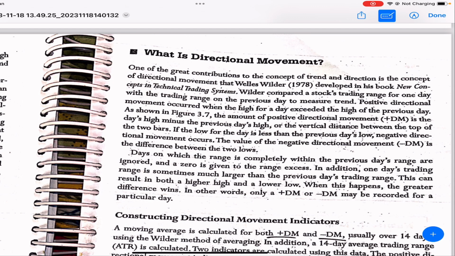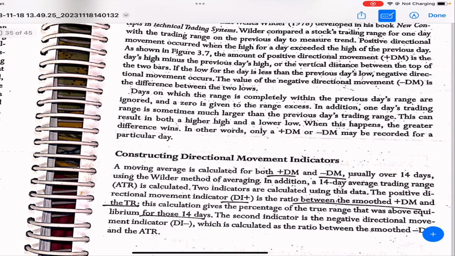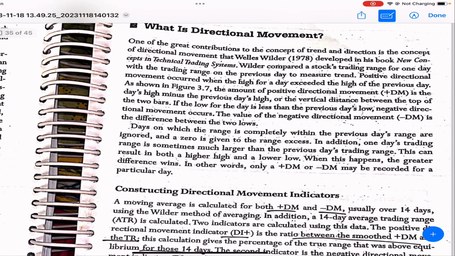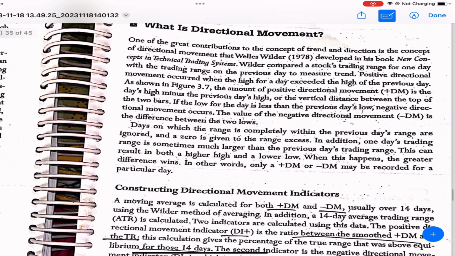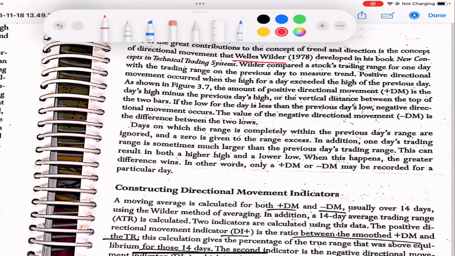Okay, so directional movement basically speaks about the movement of the commodity or the stock in a particular direction, so that these indicators show us and help us with the direction of the trend. Now we need to keep some concepts in mind. It looks really technical in nature and it looks difficult, but it actually isn't. This was developed by Welles Wilder. We are going to read a lot about Welles Wilder because he is the person who has given the maximum contributions to technical analysis.